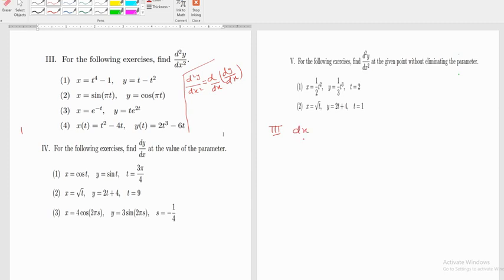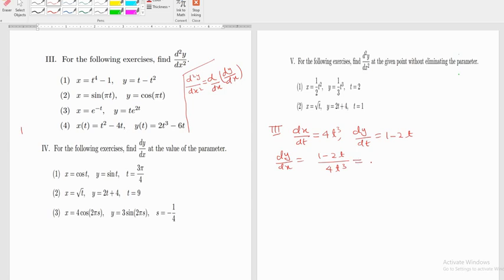So first of all, we need to write dx dt. So dx dt means differentiate this one with respect to t. So it becomes 4t power 3. And dy dt means differentiate this one. So differentiation of t with respect to t is 1 minus differentiation of t square is 2t. So therefore dy dx is equal to dy dt, 1 minus 2t, divided by dx dt, that means 4t cube.